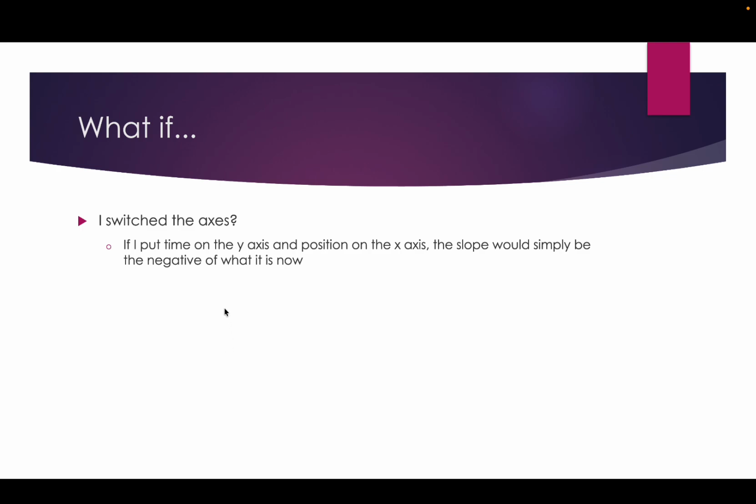What if I switched the axes? If I put time on the y-axis and position on the x-axis, the slope would simply be the negative of what it is now, but the physics would remain the same.